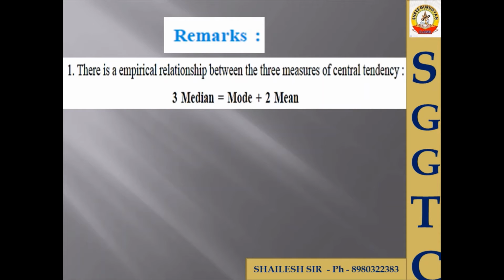If mode and mean are given and only the median is asked, or median and mode are given and only the mean is asked, or median and mean are given and only the mode is asked, then you utilize this short relation between the measures of central tendency: 3 median equals mode plus 2 mean. Clear? Yes. Now let's move ahead to the next one.